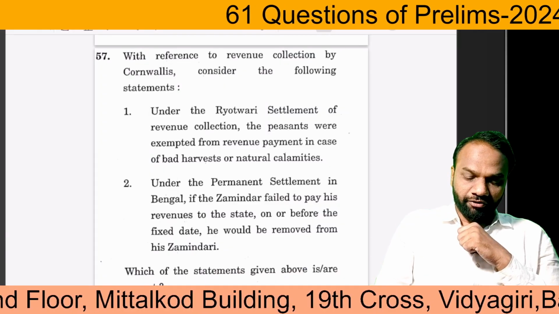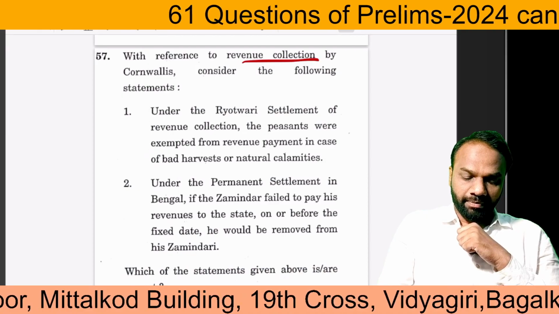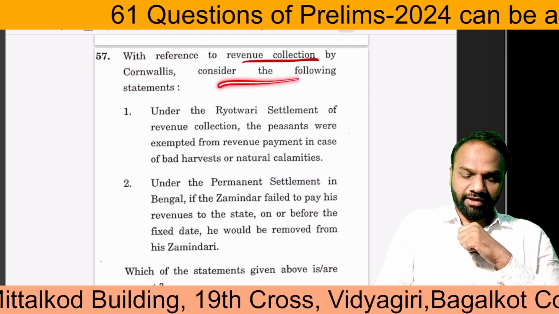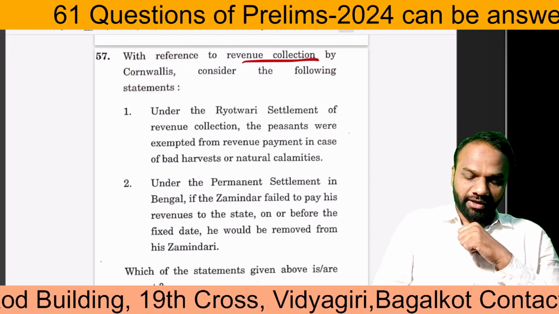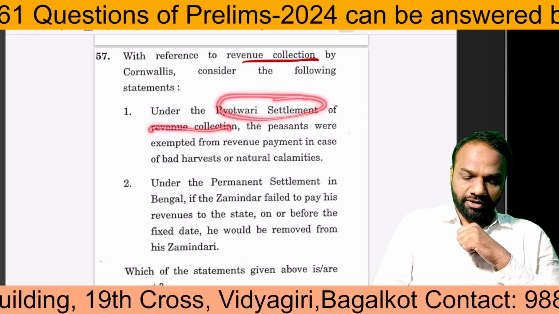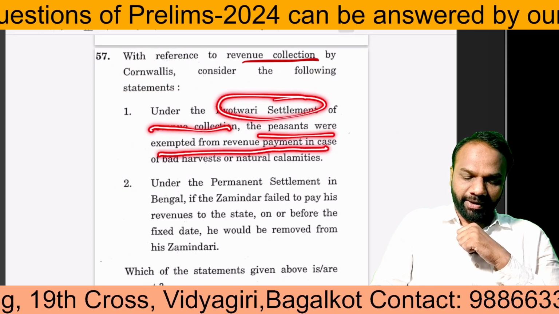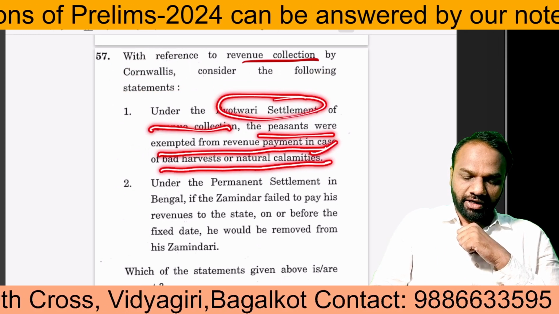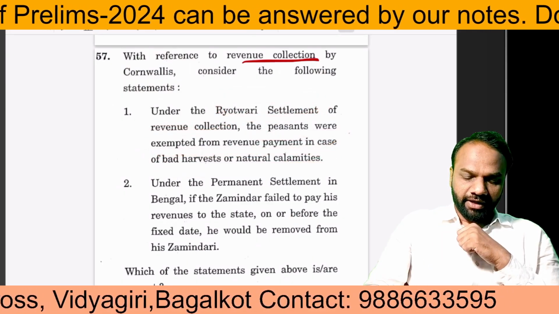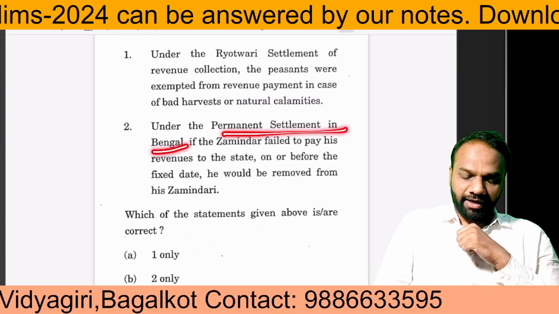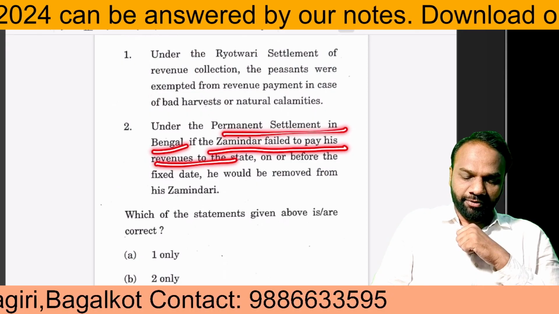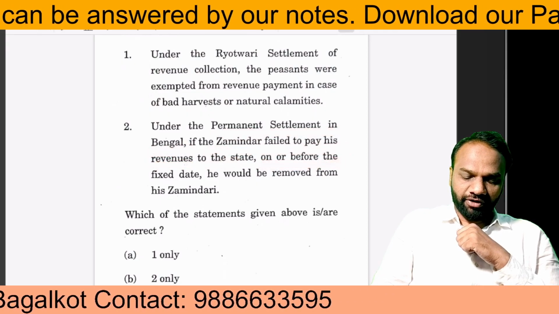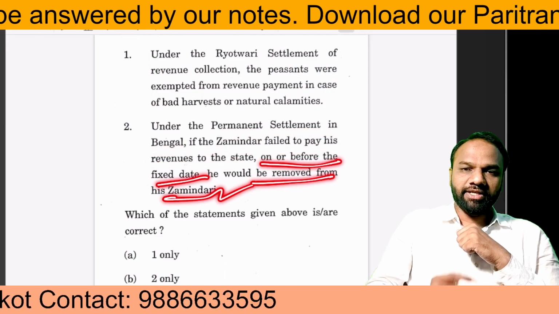With reference to the revenue collection by the Cornwallis, consider the following statements. Under the Raitwari settlement of revenue collection, the peasants were exempted from revenue payment in case of bad harvests or natural calamities. Next, under the permanent settlement in Bengal, if the zamindar failed to pay his revenues to the state on or before the fixed date, he would be removed from his zamindari.